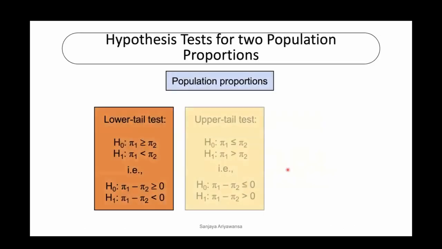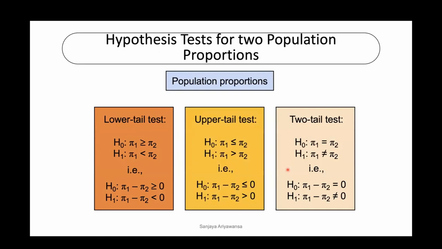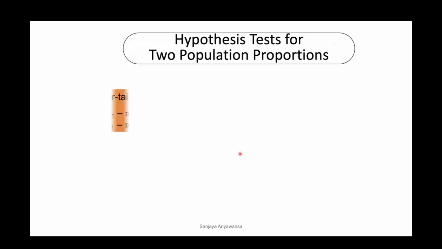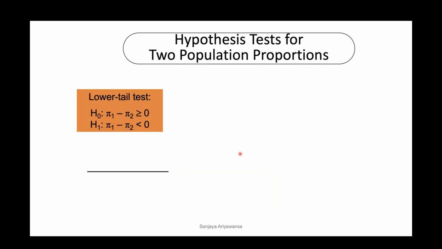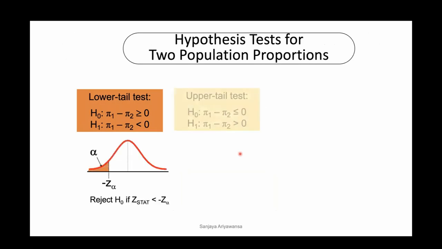What does this look like? Lower tail, upper tail and two tail tests. In your lower tail test, you will be testing your alternative hypothesis where the population proportion of your first sample is less than your second sample. Upper tail, the first sample proportion is greater, and two tail, the two population proportions are not equal. Visually, this is what it would look like.